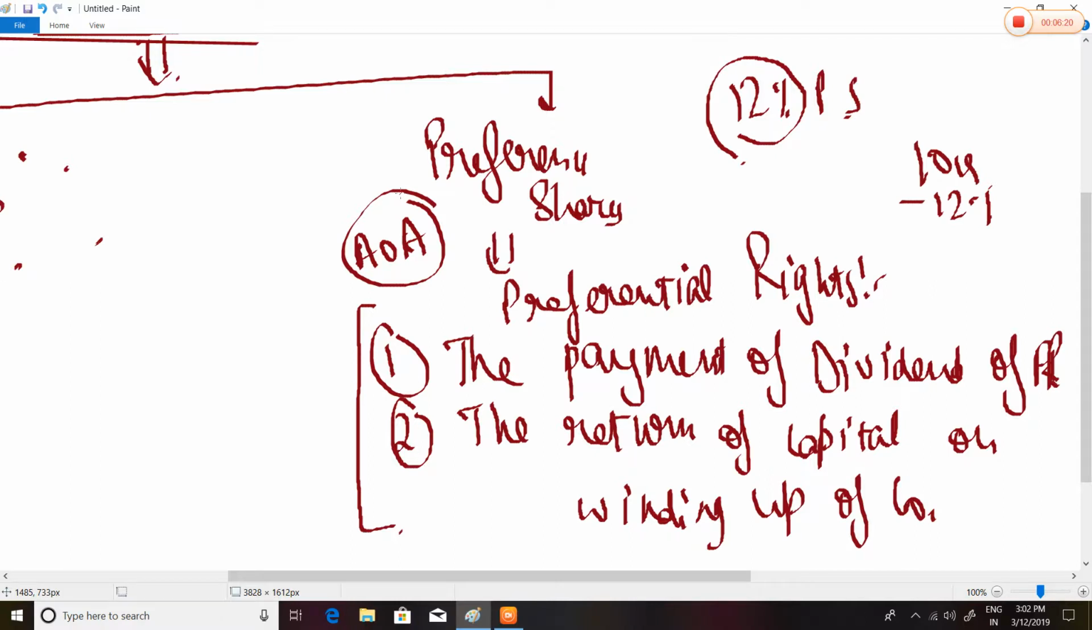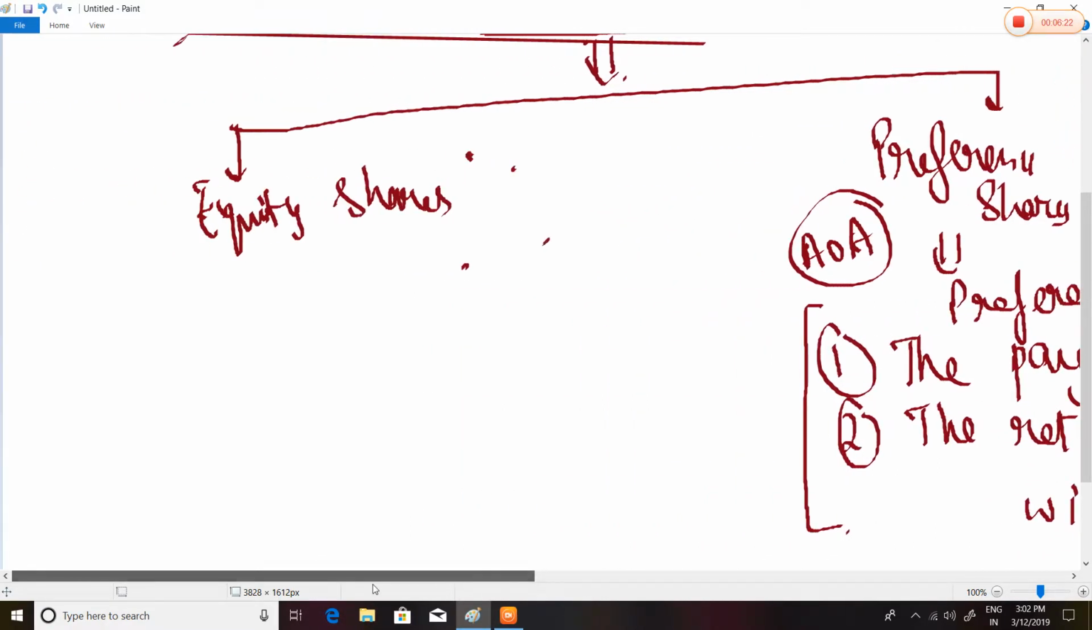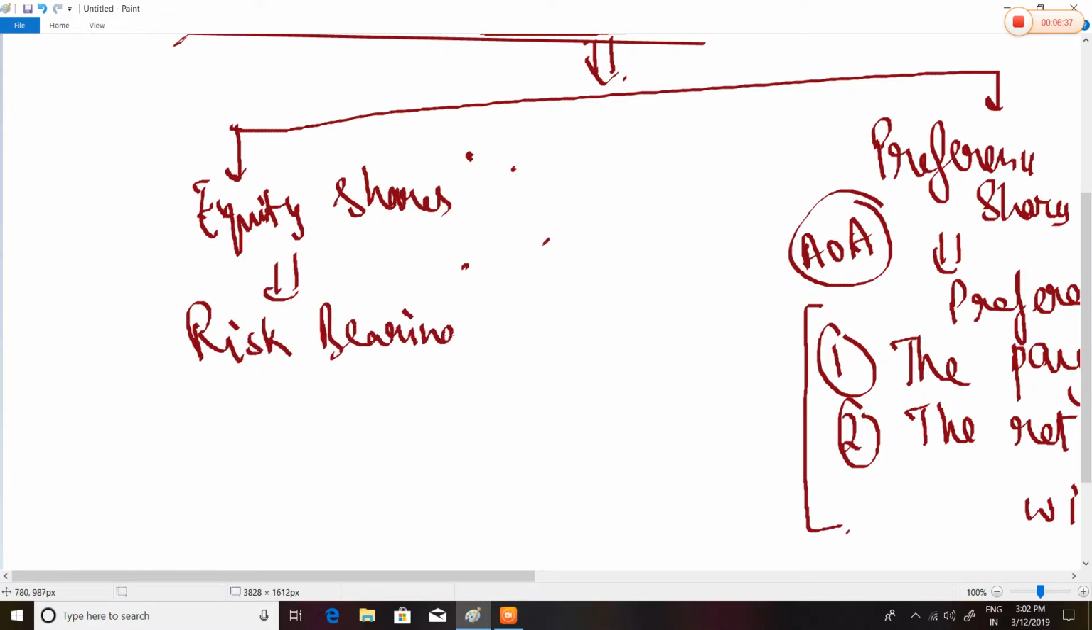Now, what are equity shares? These are normally risk-bearing shares. Equity shareholders will get a dividend and repayment of capital after meeting the claims of preference shareholders.